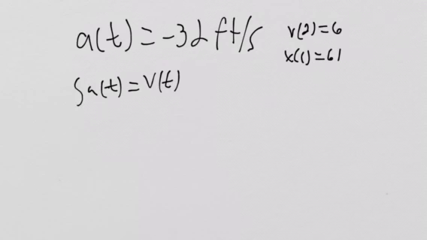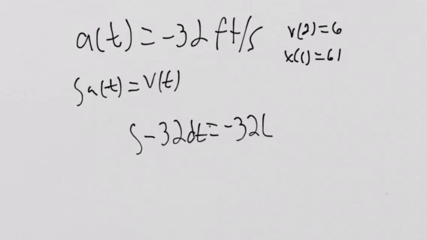So when we integrate acceleration, we get the integral of negative 32 dt is equal to negative 32t plus c. Okay, so now we have to determine what the plus c is from the given information. Well, we know when we plug in t equals 2, we're going to get a result of 6.